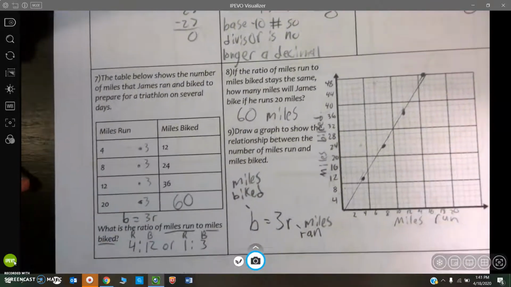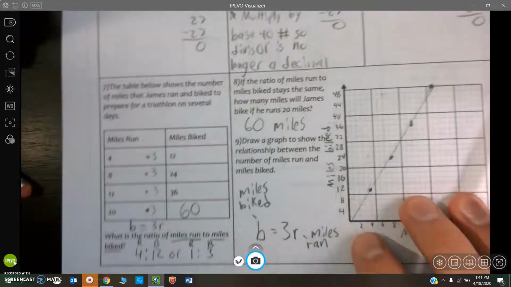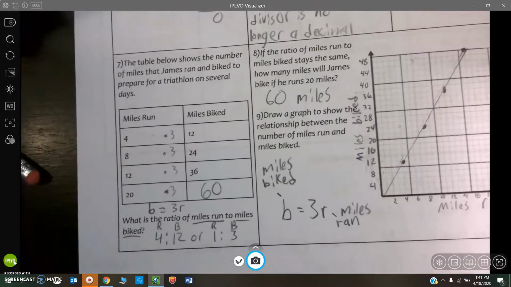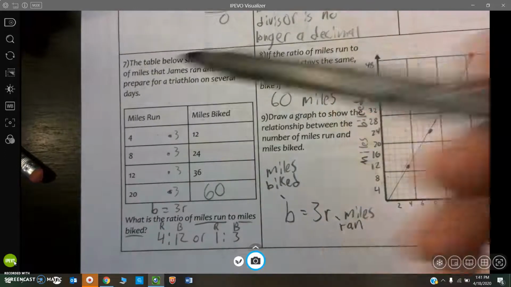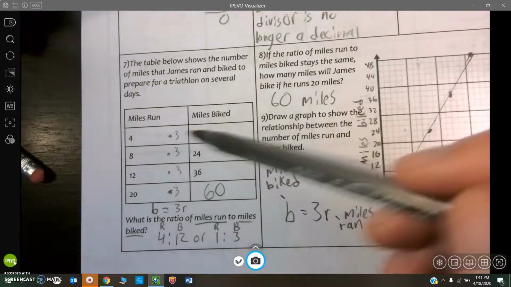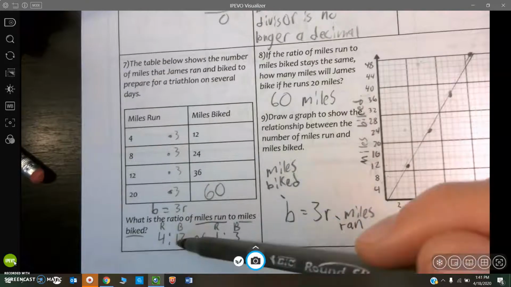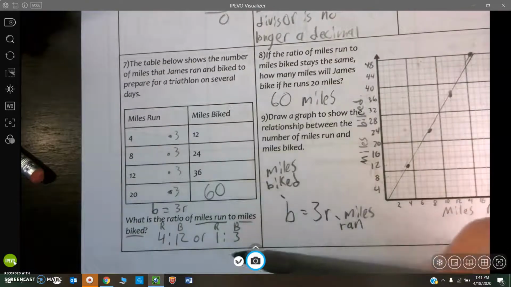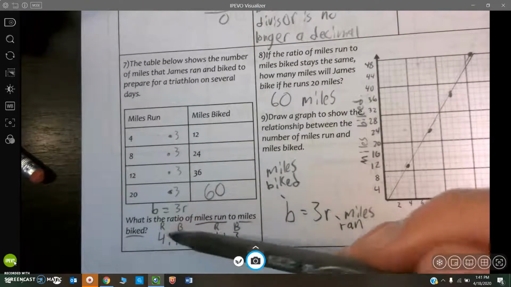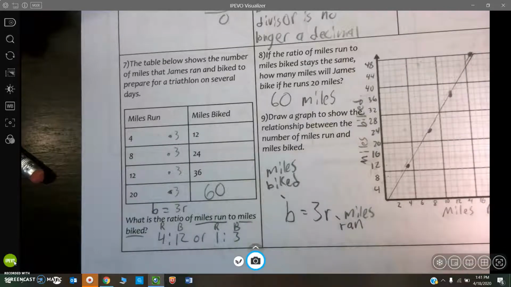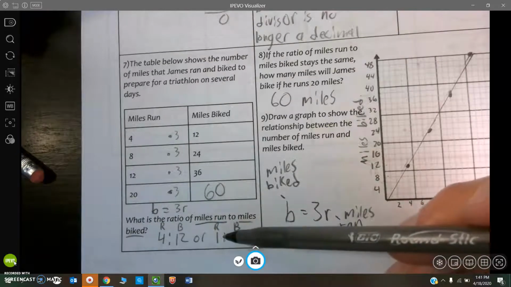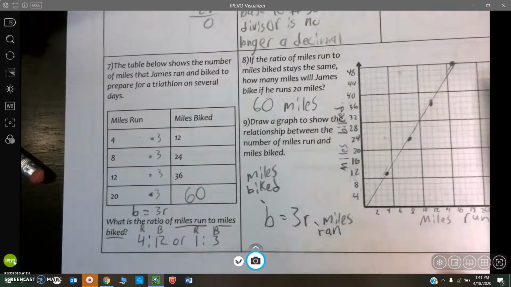Down below, we're looking at a ratio. Someone named James was measuring how far they ran and how far they biked. The initial ratio was 4 to 12. And then I simplified it to a unit rate because I could divide both of these by 4. So I wrote the equivalent ratio of 1 to 3. And once again, that's a unit rate because it's a ratio per 1.